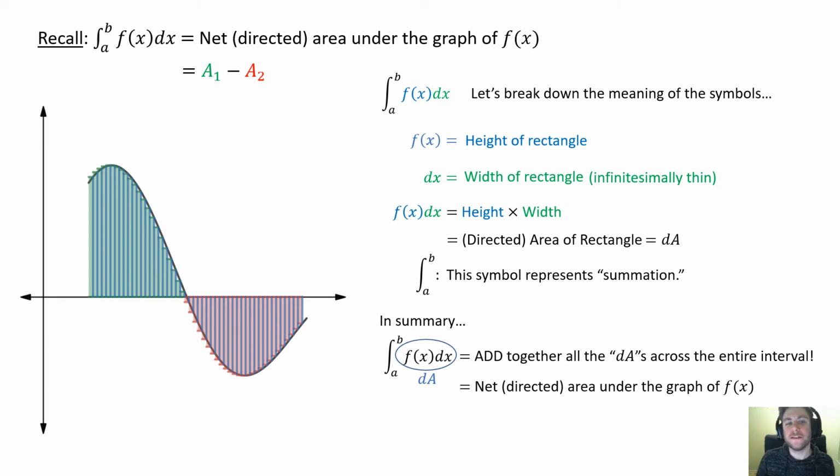Keep in mind these rectangles are infinitesimally thin, meaning thinner than anything you could ever possibly imagine. And in practice, that means that every single x value in the interval has an associated rectangle, and every single one of those infinitely many rectangles contributes to the directed area through the process of calculating this integral.